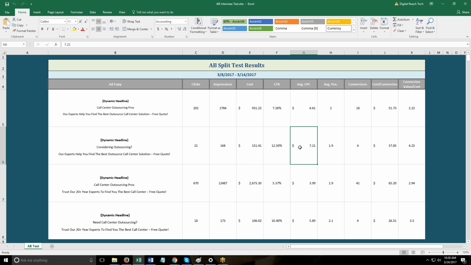The other note is that if your cost per click's at $7.21, that means your quality score is going to be lower. So over a longer period of time, what Google is telling you is that the ad copy you have here isn't lining up with your keywords or your landing pages.